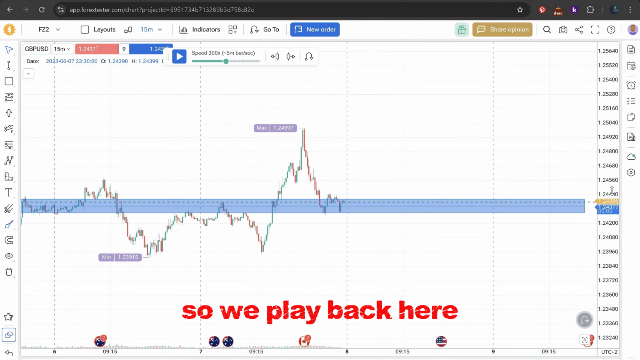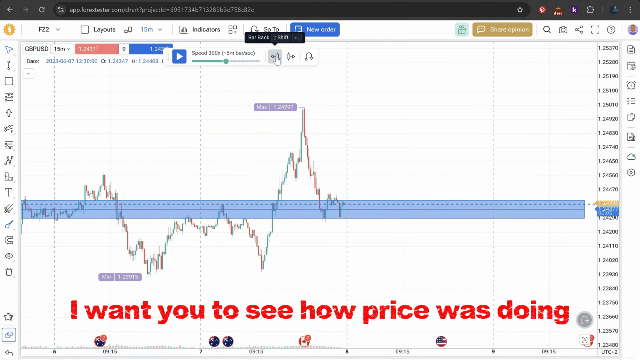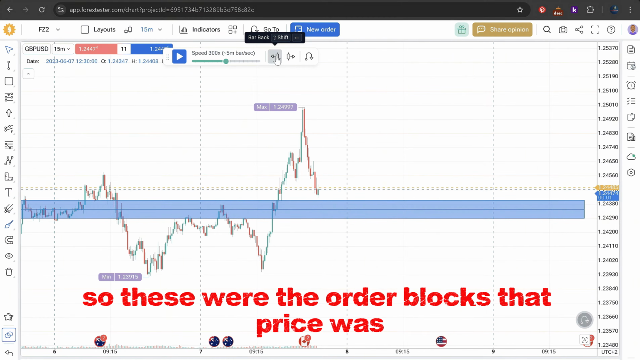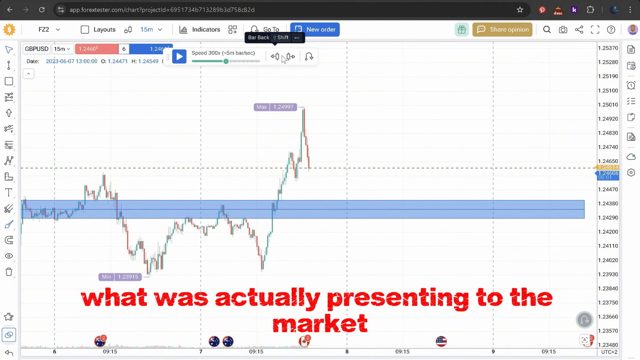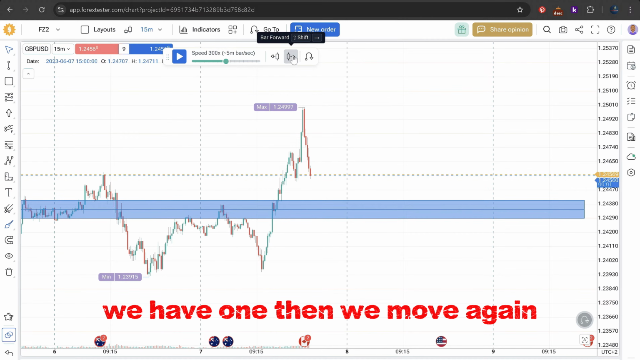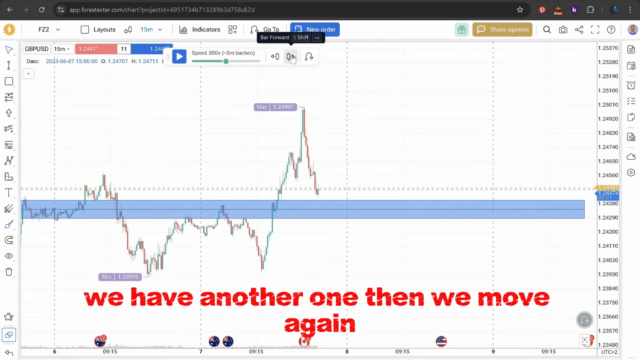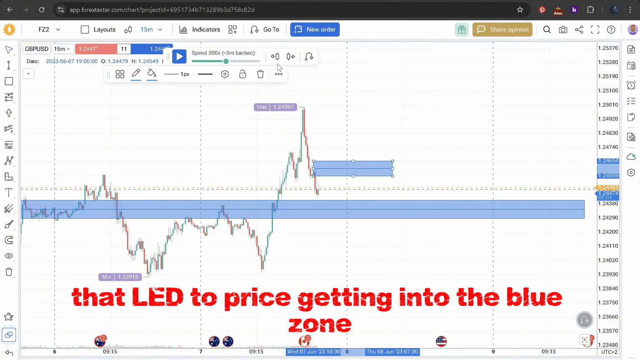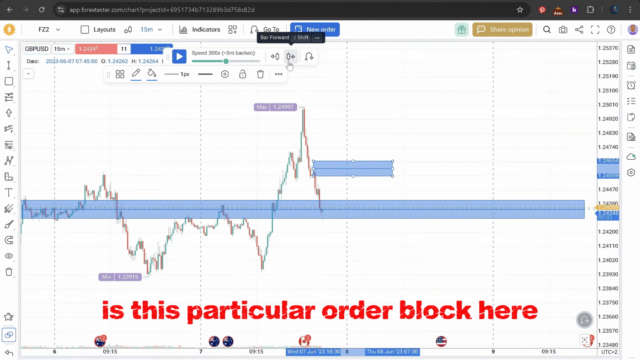So we play back here. I want you to see how price was doing. Price was moving down, right? These were the order blocks that price was actually presenting to the market. We have one, then we move again, we have another one, then we move again, you have another order block. The last order block that led to price getting into the blue zone is this particular order block here.